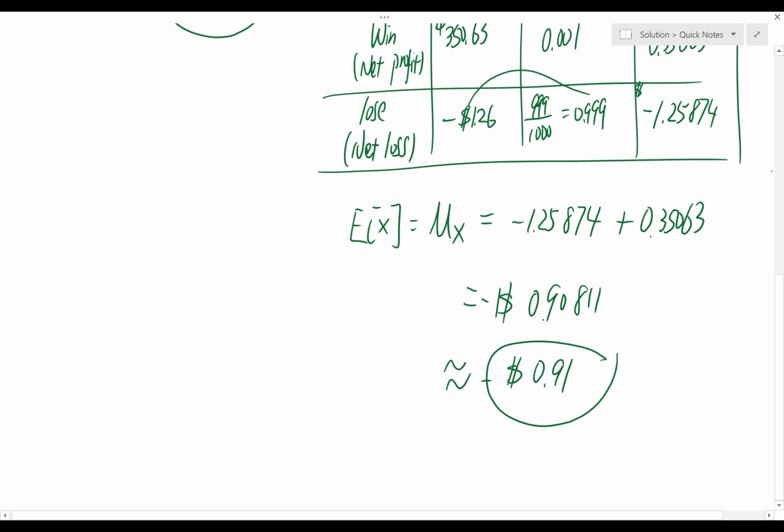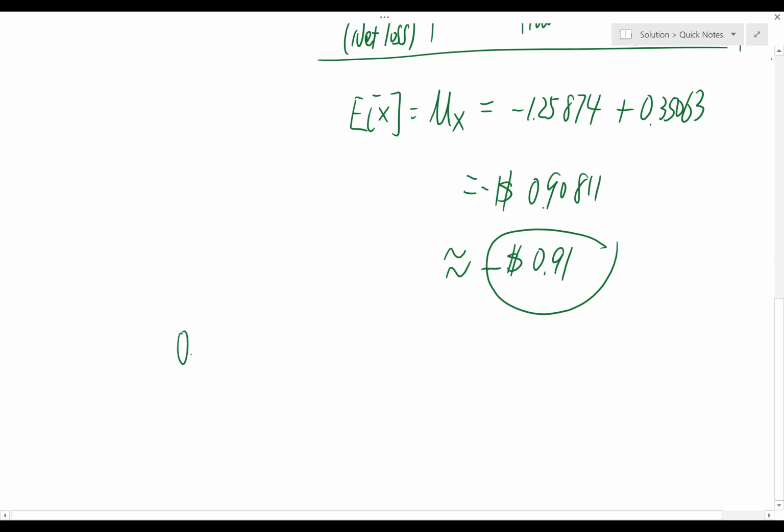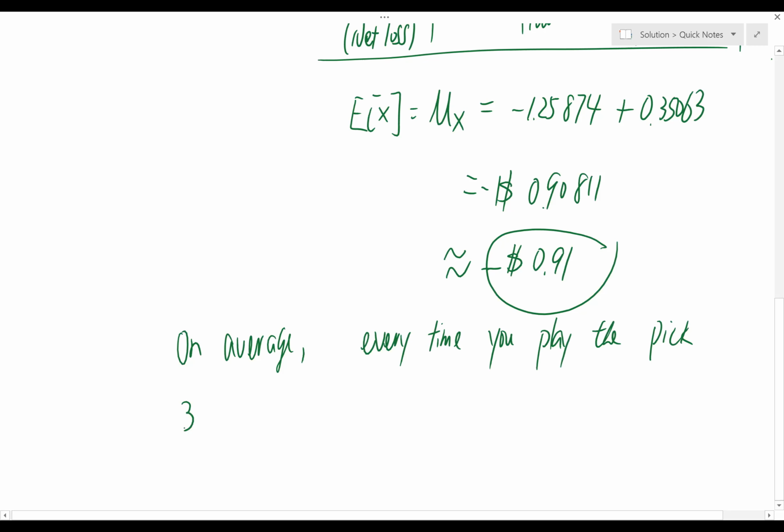And the interpretation of this is, on average, every time you play this Pick 3 game, you expect to lose 91 cents. Expected loss is 91 cents.